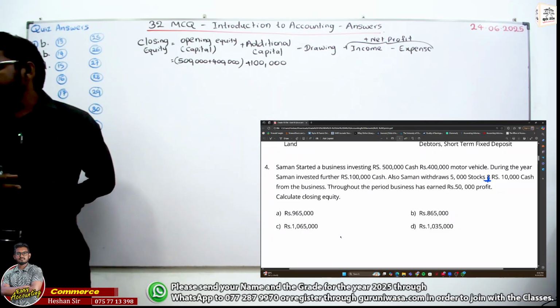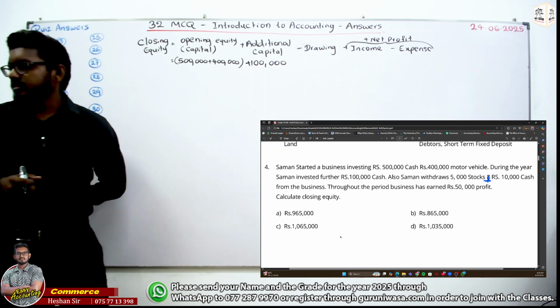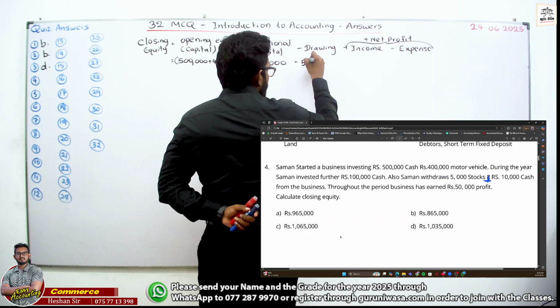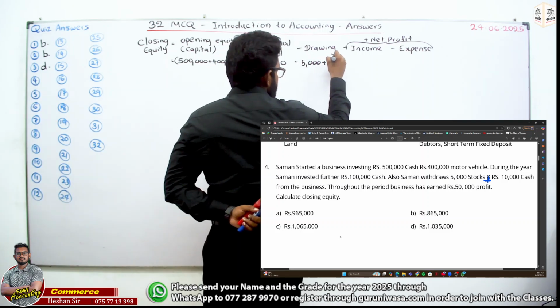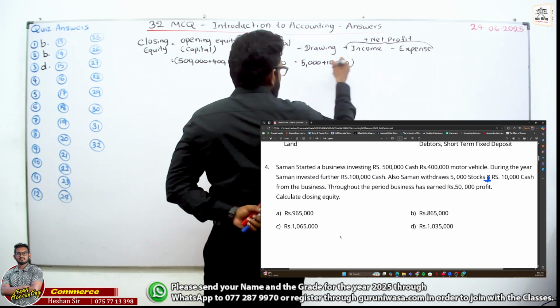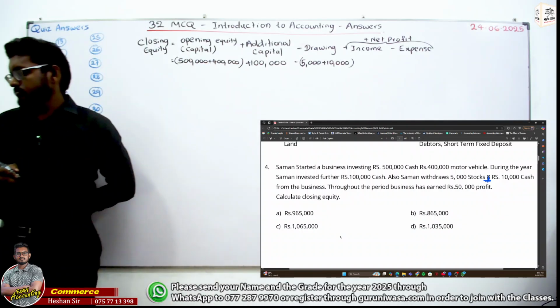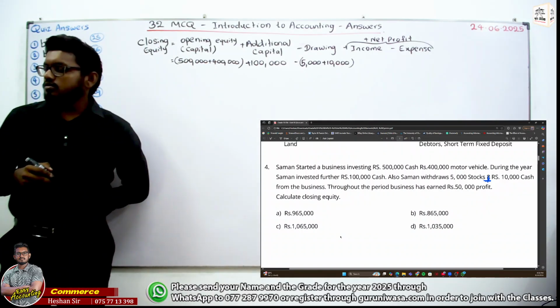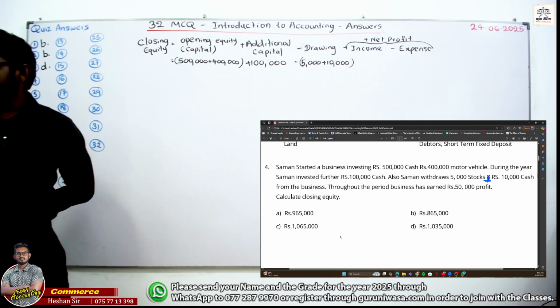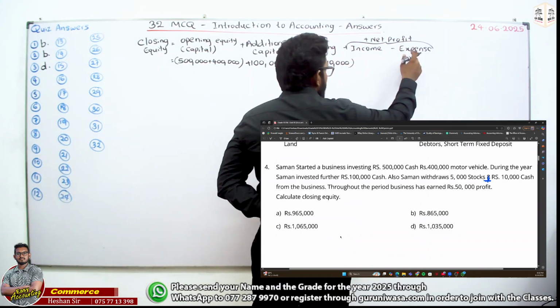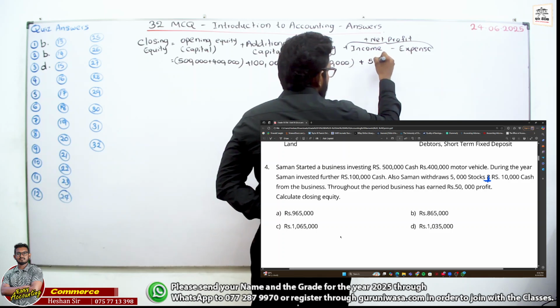Also, someone withdrew 5,000 stocks and 10,000 cash. When the owner withdraws something from the business, the owner's closing equity decreases. So two things the owner withdrew from the business, 5,000 and 10,000. Right? Throughout the period, the business has earned 50,000 profit. Instead of adding income or minus expenses, we can simply add the net profit.